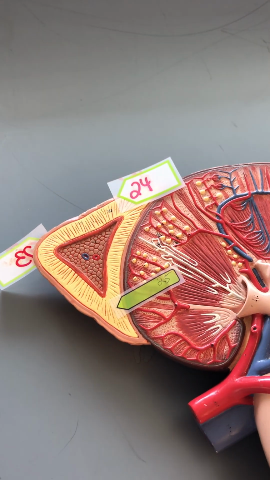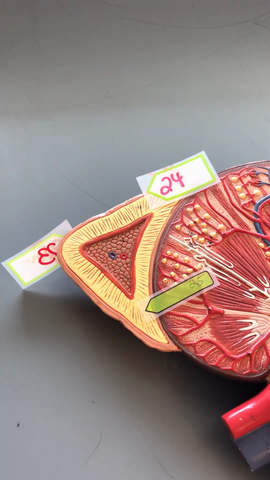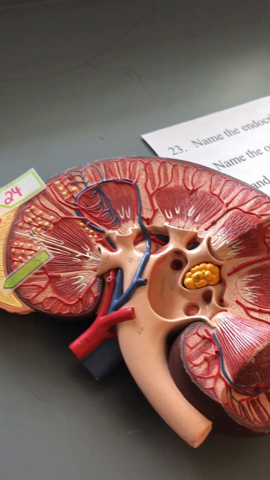24, the outer covering is the capsule. And 25, the yellow area is the cortex. Hopefully you all did very well.